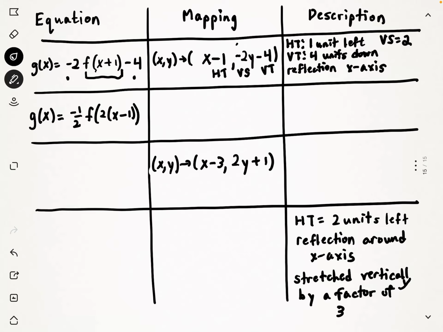But you would say there's a reflection around the x-axis. And remember, that's what we said. If the Y is negative, it flips over the X. If the X is negative, it flips over the Y.